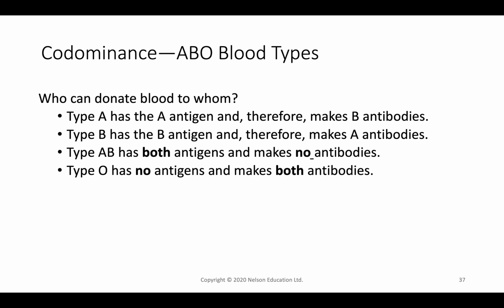So this makes it really complicated when we talk about how we can donate blood types, because we have antigens, which we were just talking about, the sugar. So type A makes the A sugar, type B makes the B sugar, type AB makes both sugars, and type O makes no sugars. But the opposite of these sugars or antigens are what we call antibodies.